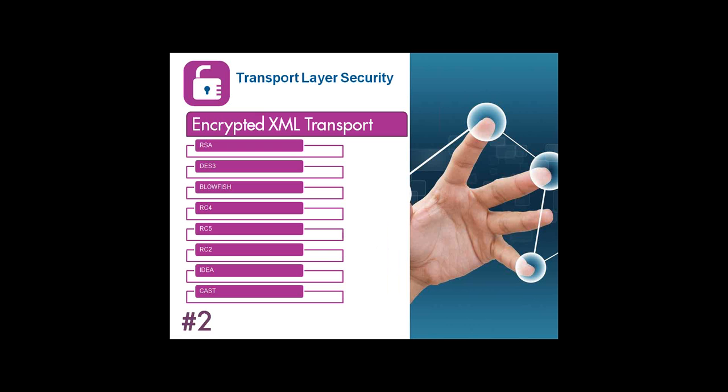The second thing that we mentioned is the whole idea of encrypted transport. How do we overcome this challenge? Well, the transport layer security needs to be built into the integration and application solution that you utilize. Encrypted XML transport means that you can utilize a variety of different encryption algorithms, whether that be things like RSA or DES3 or Blowfish, various levels of RC2, 4, 5, IDEA, or CAST.